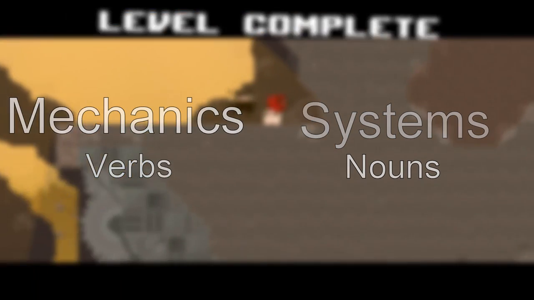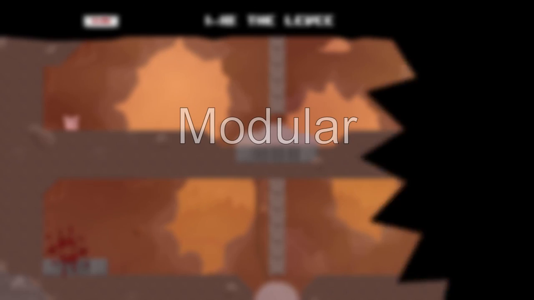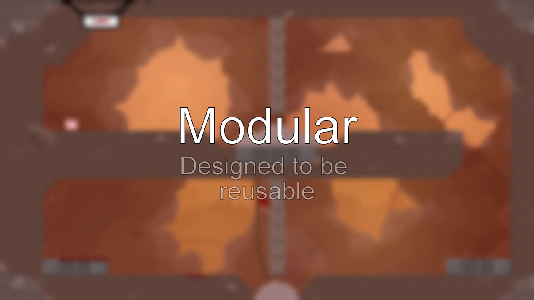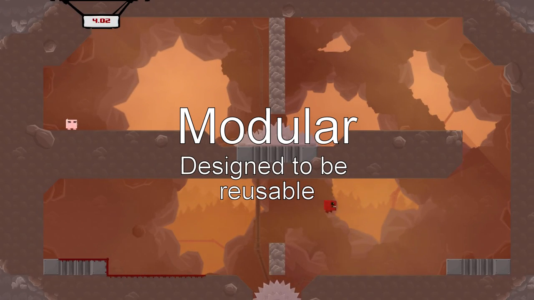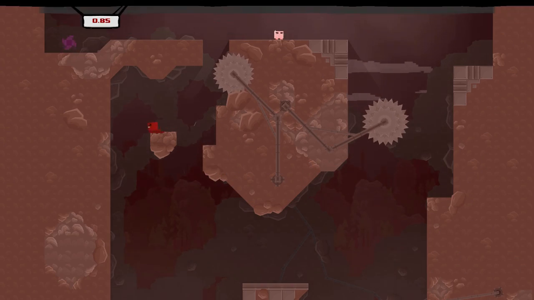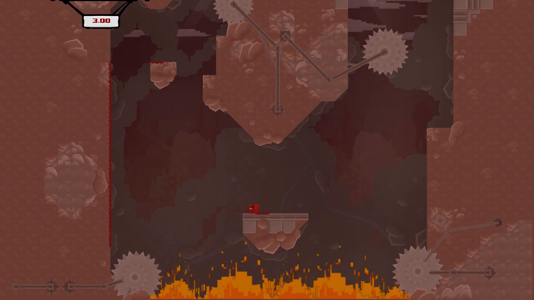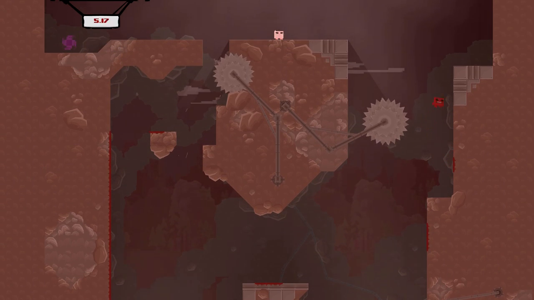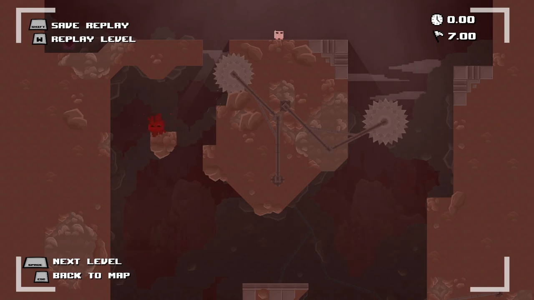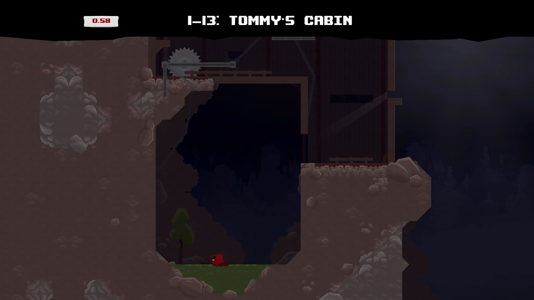Typically, systems and mechanics are designed to be modular, meaning that you can use them over and over again in different places and they'll behave the same. Using the saw blade example, they're used in multiple levels and sometimes multiple times in a level, but the underlying rule of touch it and you die remains unchanged.